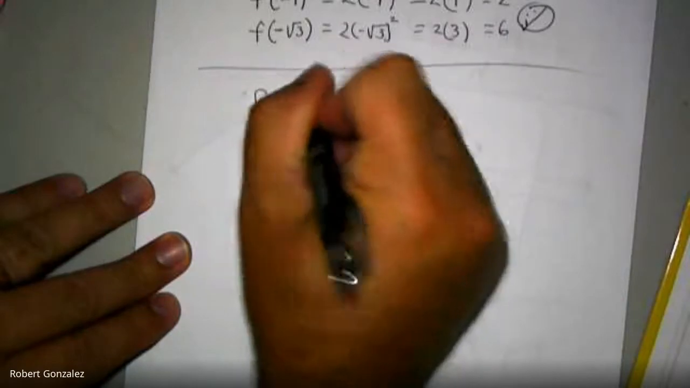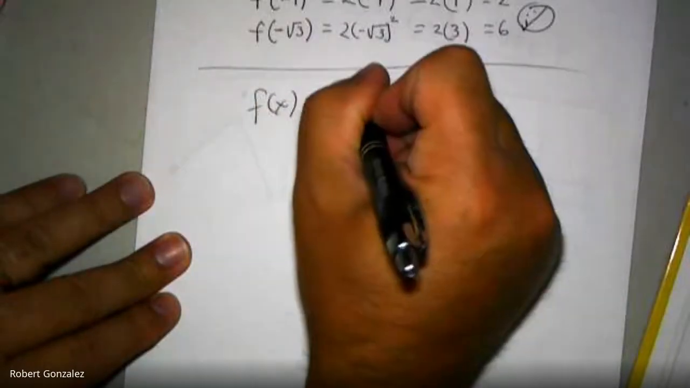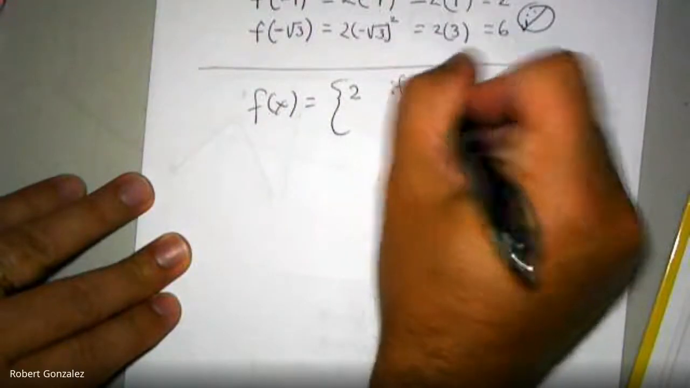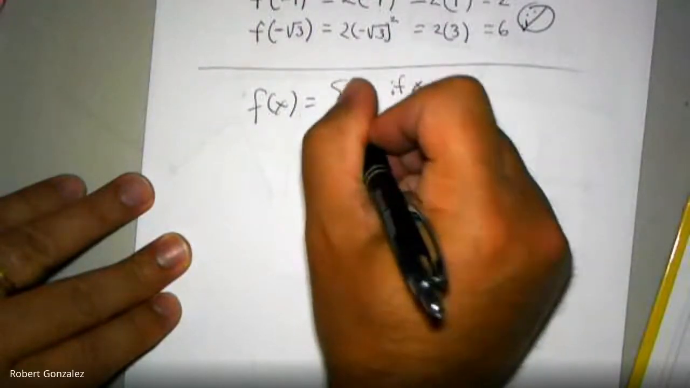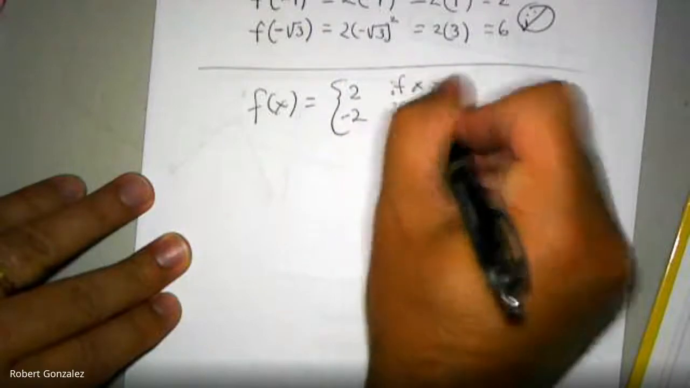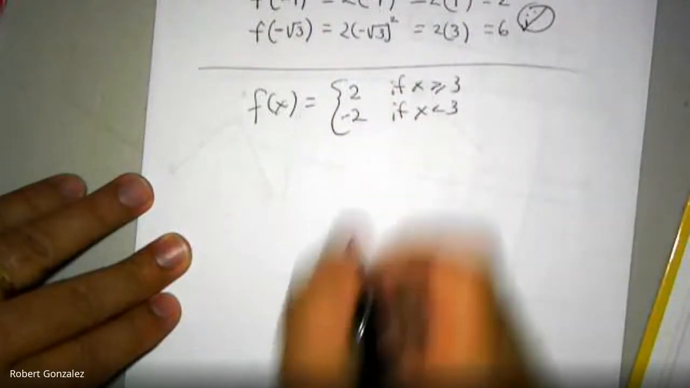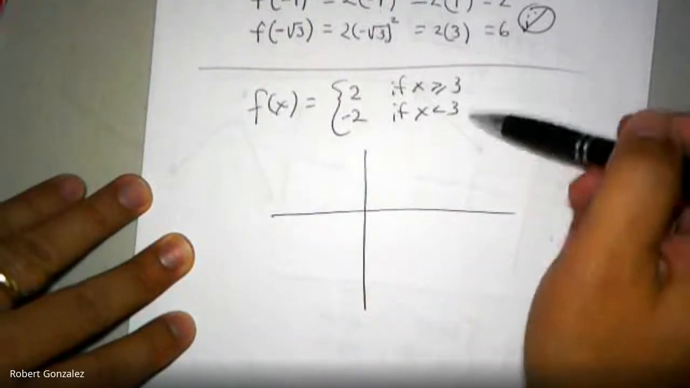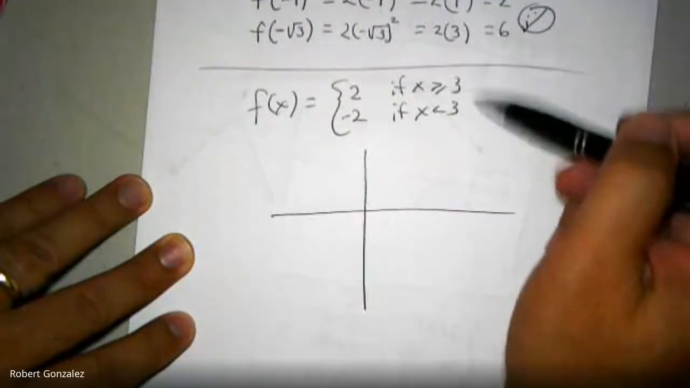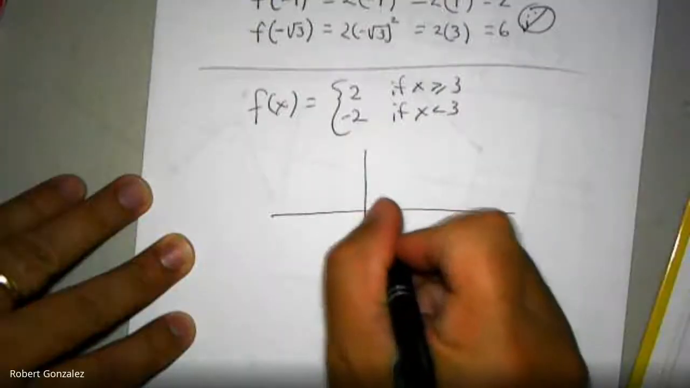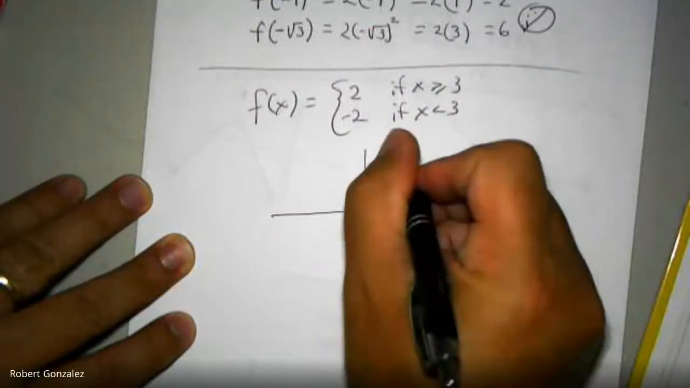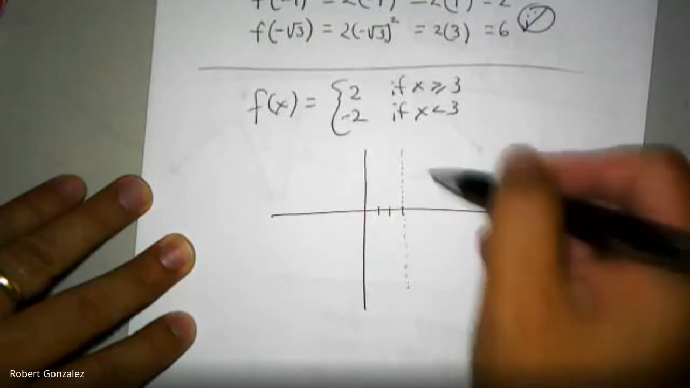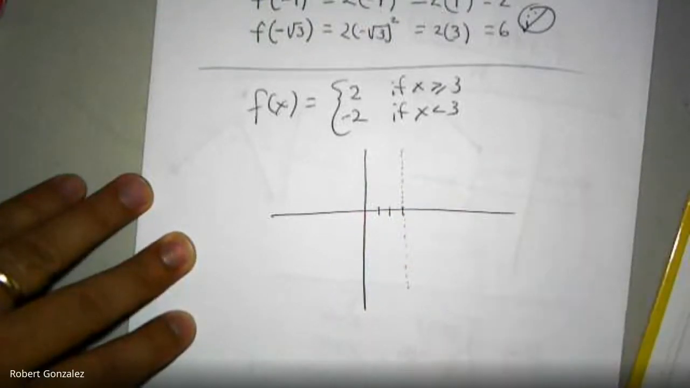F of x equals 2 if x is greater than or equal to 3, and it's equal to negative 2 if x is less than 3. Here's how we graph it. I can see that the split here is at x equals 3. So I'm going to go over to 3, and I'm going to kind of think of it like 2 halves. Okay? I don't normally graph this line on my graph, but I'm doing it just to demonstrate.